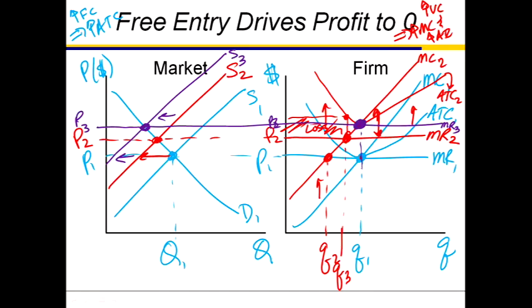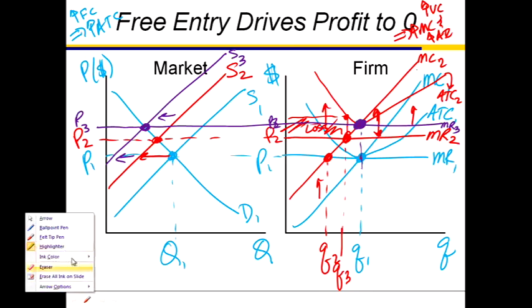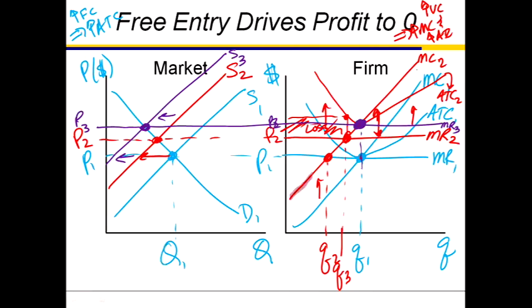When MC2 equals MR2, let me make the lines thick. Maybe that'll help. So here's MC2, here's MR2, and those things are going to intersect right here. I dropped it down and I labeled it quantity Q3.